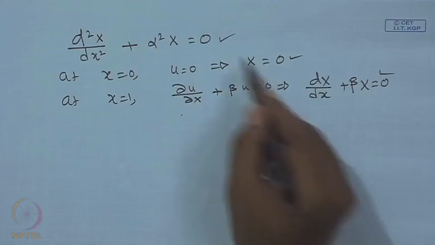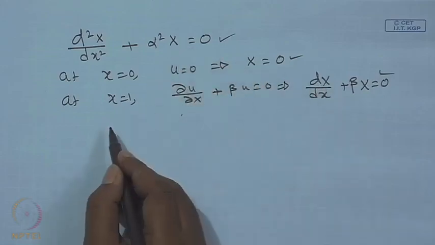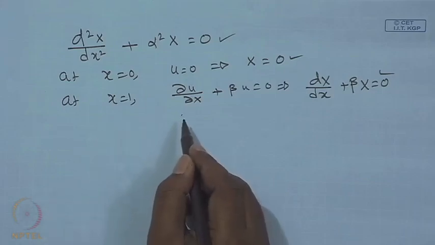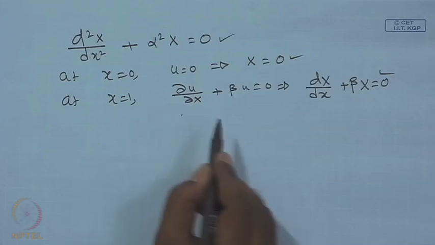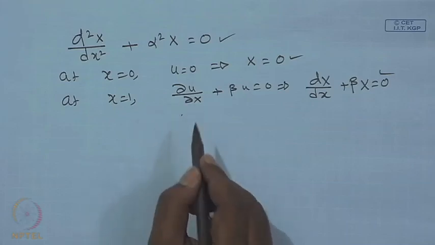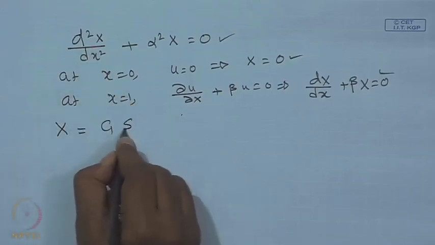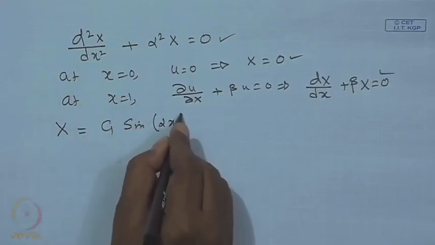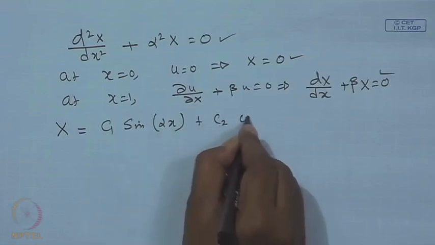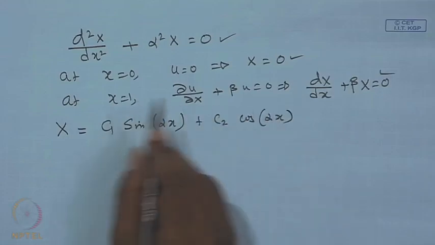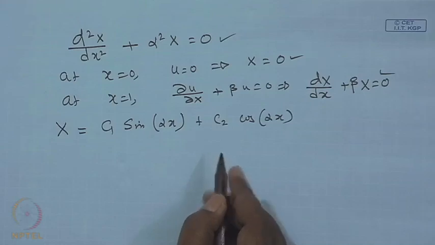So, this can be solved, and if I remember, the eigenfunctions are given by the sine functions, and eigenvalues are given by the roots of a transcendental equation, but I do not remember the form of the transcendental equation. Let us derive that. So, solution of this will be X is equal to C1 sin alpha x plus C2 cosine alpha x. Solution is composed of the combination of sine and cosine function.